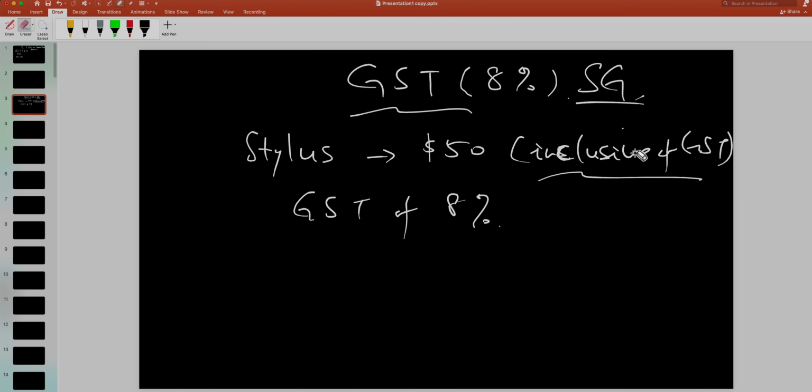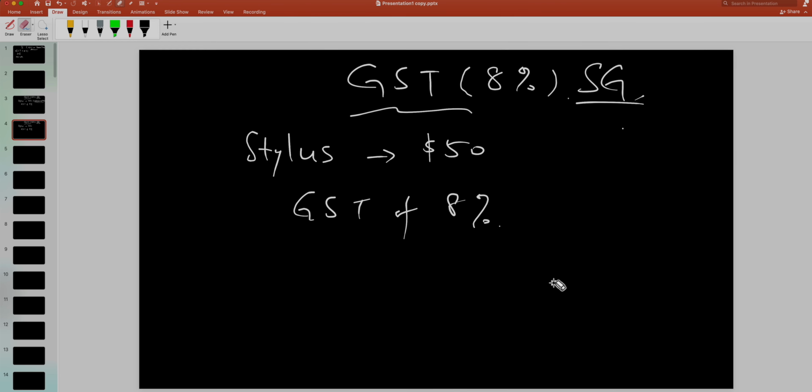So let's assume that we are not doing the inclusive. We are doing the no GST. So you need to buy a stylus which costs you $50, and then now you have to pay GST of 8%. So how do you do this kind of question? Like I say, you always start with 100%. So this is the percentage, and then this is the price.